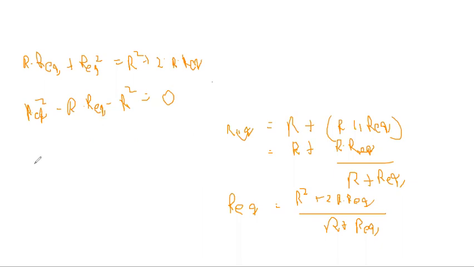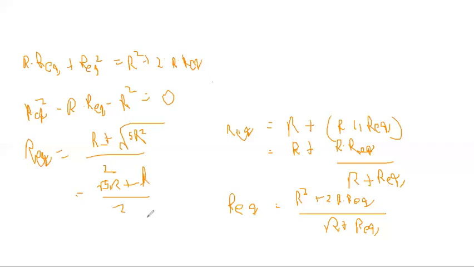Again, you apply Sridharacharya, you will get your answer. R equivalent will be equal to R plus minus root of 5 R square, by 2. And here your answer will be root 5 R plus R by 2. Negative you cannot get, since root 5 is greater than 1, you will not get R minus root 5 R. So your answer R equivalent in this case is root 5 R plus R by 2. In the earlier case it was root 5 R minus R by 2. Understood? So that's it for today.